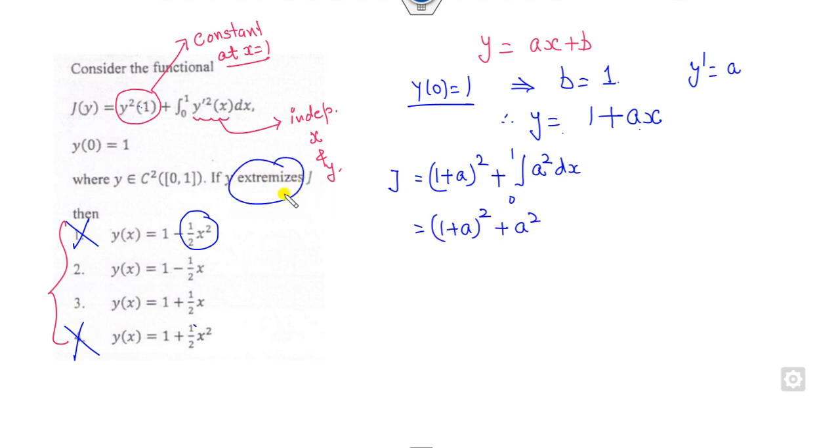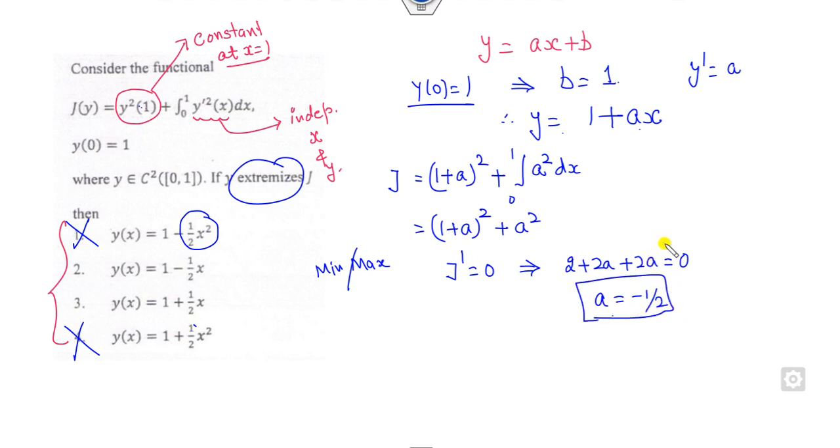Now in order to extremize, that is, in order to find the maxima or minima, you can take the first derivative as 0. So 2 plus 2a plus 2a is 0. A will be minus 1 by 2. When you substitute a as minus 1 by 2, the answer is the second option, which is the correct answer of this problem.